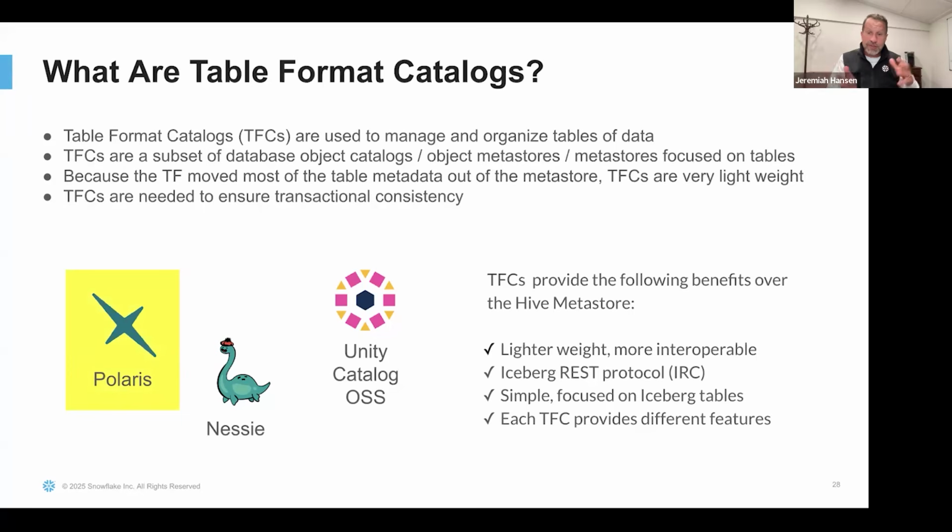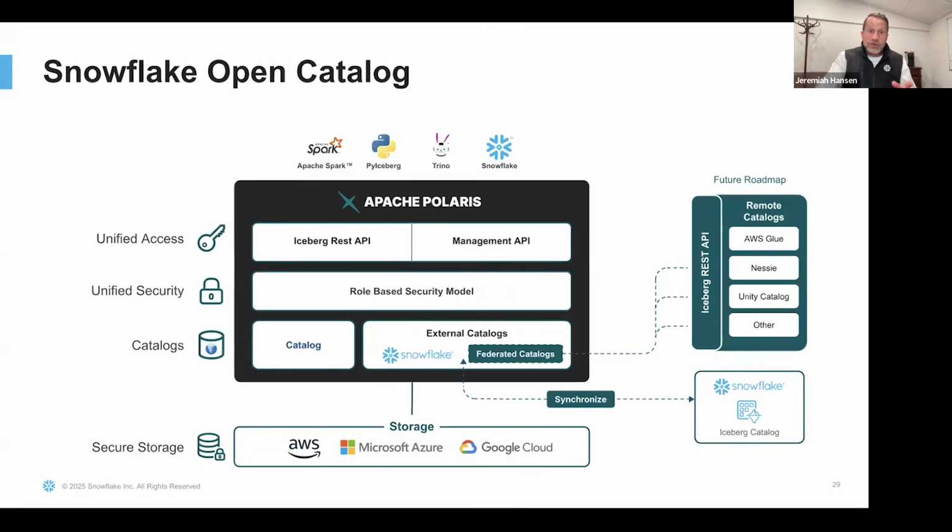Actually, a lot of the work from Nessie is being moved into Polaris. And this is the catalog that Snowflake is also actively contributing to in the community, just like we are with Iceberg. So that's the table formats. And Snowflake Open Catalog is a Snowflake hosted version of Polaris. And you can see that in the diagram here.